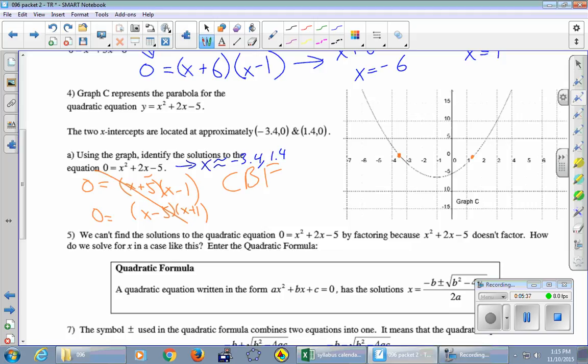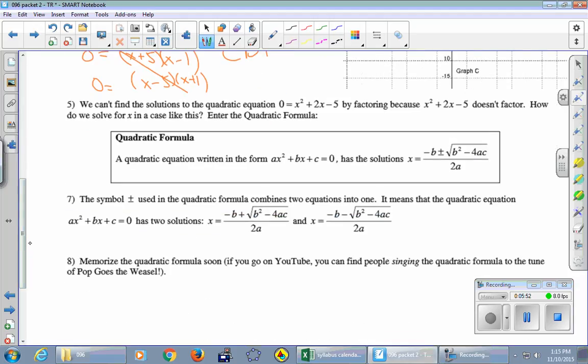So we can estimate them, but we can't know them exactly because the graph doesn't have enough detail for us. And we can't factor it, so it seems like we're kind of stuck. So we need a new tool because the only tool we have algebraically is factoring, and this one does not factor. So here's the new tool.